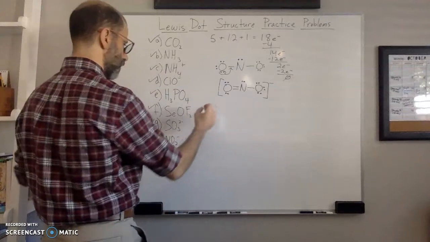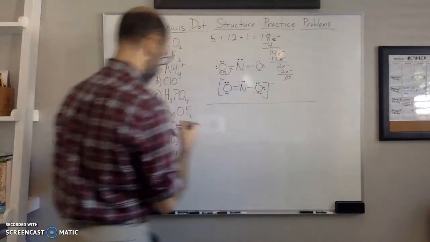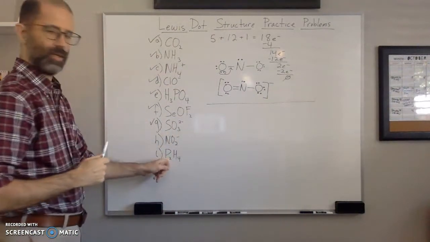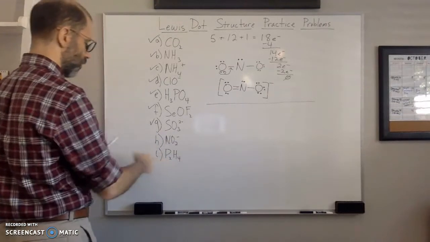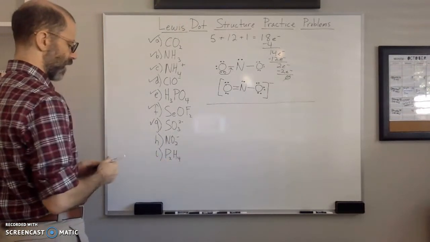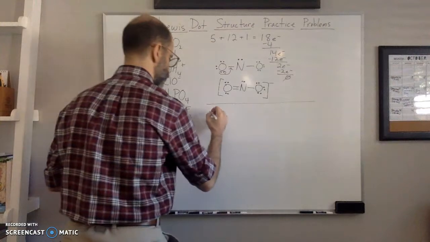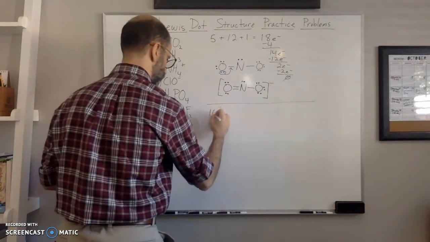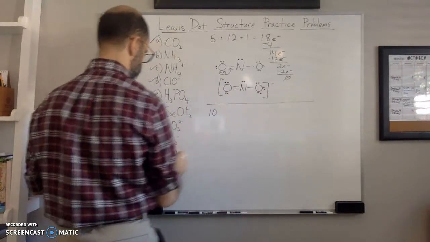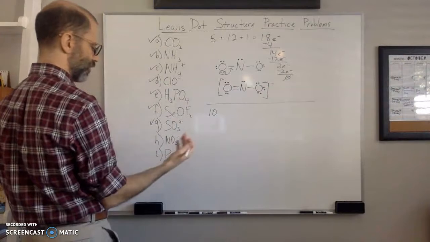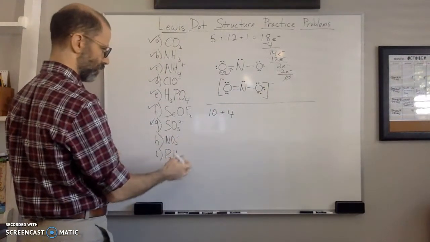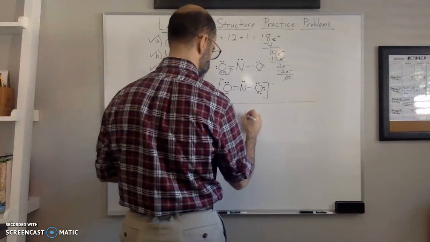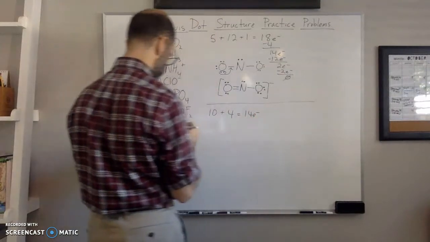So we would sum up our number of valence electrons. So what we're going to do is phosphorus is in group 5, so 5 times 2 is 10, so we have 10 from our phosphorus, and hydrogen is group 1, we got 4, so that's 4. There's no charge, so then we add those together, it's going to be 14 electrons.